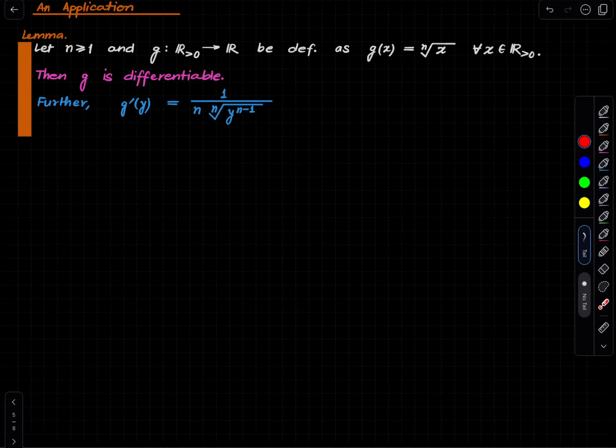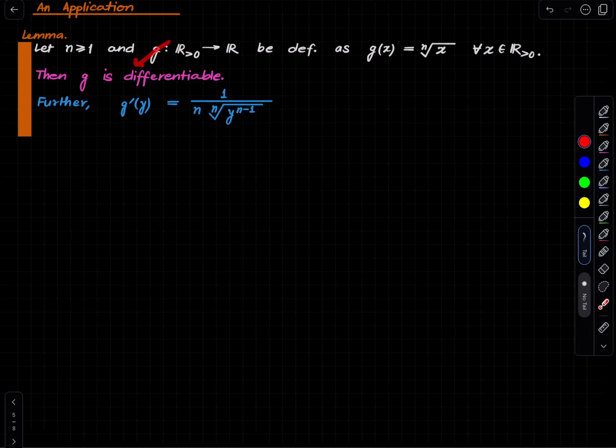So we have some positive integer, and we have this function defined as the nth root function. This is a well-defined map because we are only taking positive inputs. So if you feed a positive input, this is a well-defined thing. And previously we have seen that this is a continuous function because it is the inverse of an injective continuous function. Which function? It's the function that takes x to the power n. So this is an injective continuous function and therefore its inverse is also continuous.